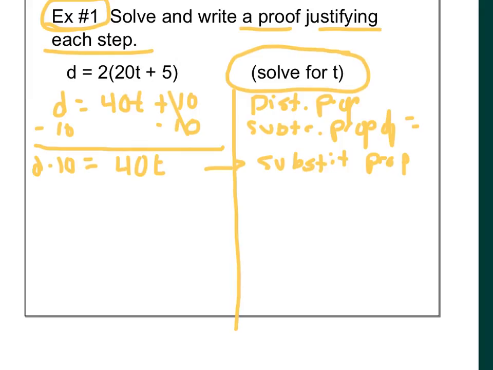Then what would you do next? If you want to get t alone, t has a 40 with it, and it's a multiplication, so how do you get rid of multiplication? You divide, and the 40s cancel, so you end up with t equals, I can't really do this, so I can't do d minus 10 because I don't know what d is, so I leave it as d minus 10 divided by 40. It's a formula, a new formula. So I did 2 lines, 2 steps, so I need 2 justifications. Division by 40 is the division property of equality.